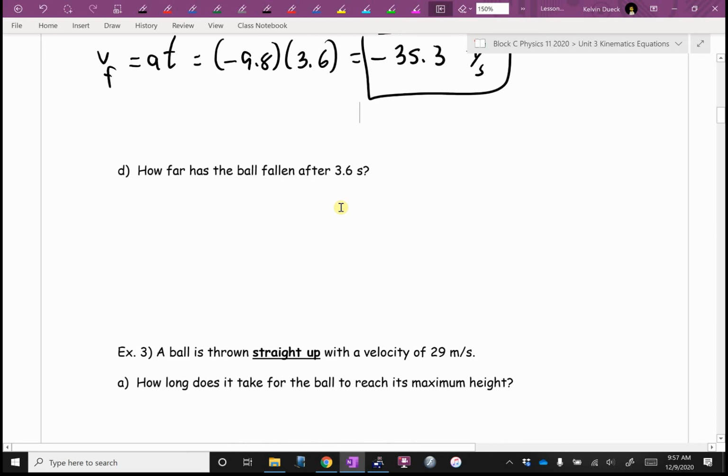Xavier, what's D asking me to find? And I'm going to be fussy. Probably a displacement. I'll bet you I'll get a negative answer because I think I'm below from where I started.